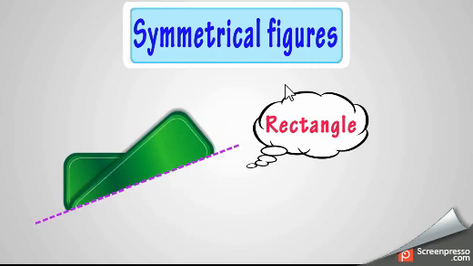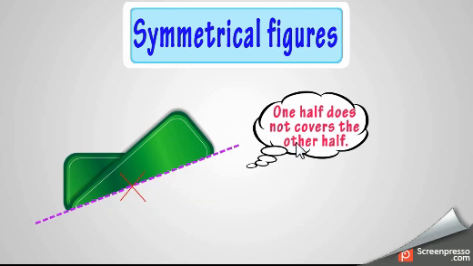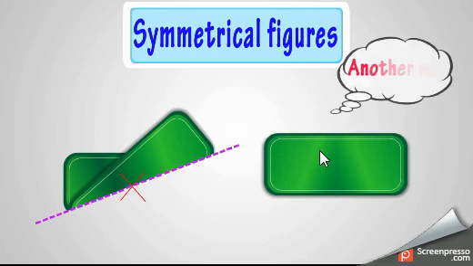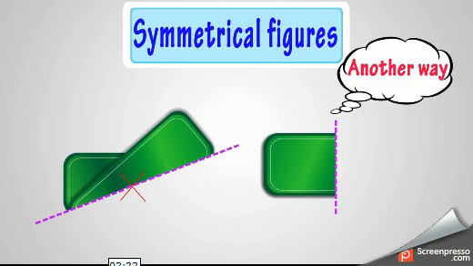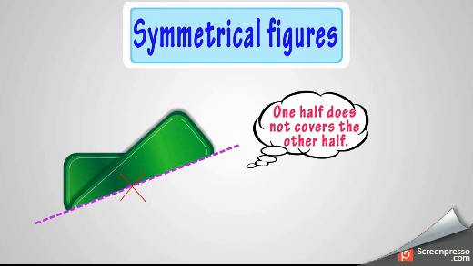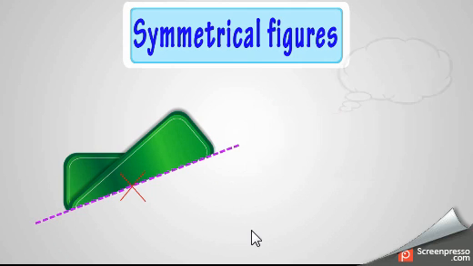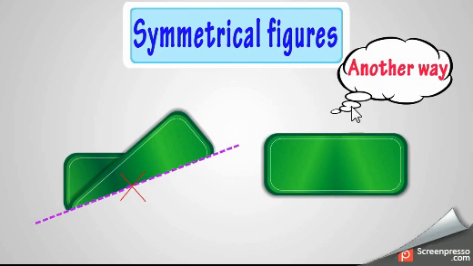No, you can't say that. You should wait and fold it, but another way. Attention with me. I will fold it, but another way. Now one half doesn't cover the other half. Now I will do it another way. Now when I draw the line of symmetry here or here, it becomes a symmetrical figure. How, mister? You will see now.